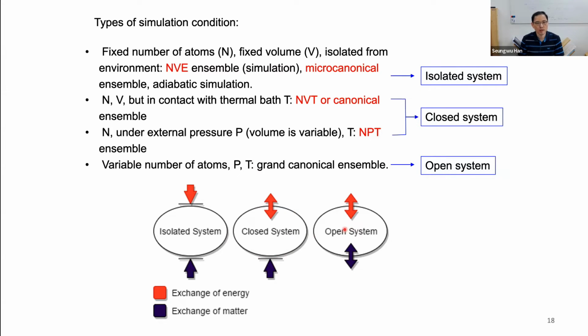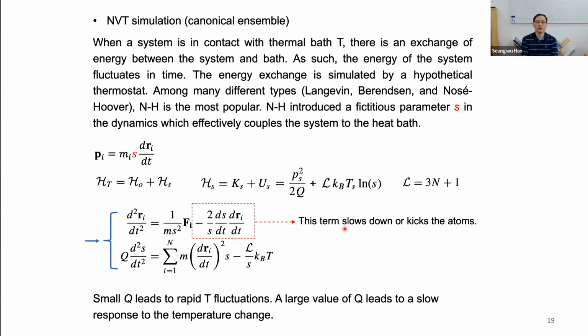Okay, so the popular simulation type is NVT, or the canonical ensemble. In this case, we control the temperature using some hypothetical thermostat, because in reality you have a thermal bath, which has a macroscopic number of atoms, but here we have at most several tens of thousands or up to a billion atoms. So it is not enough to simulate the whole thermal bath, and therefore we have to introduce an artificial or external thermostat which controls the temperature. And there are many different types.